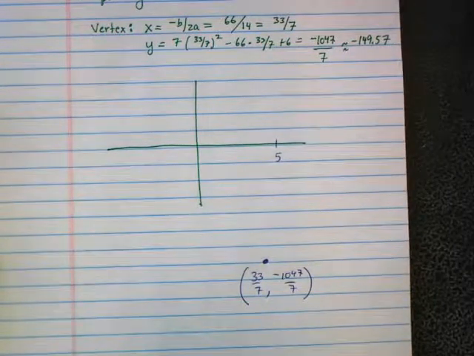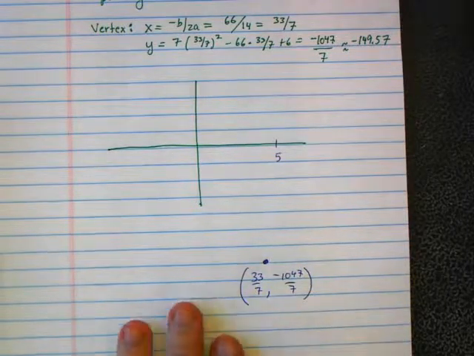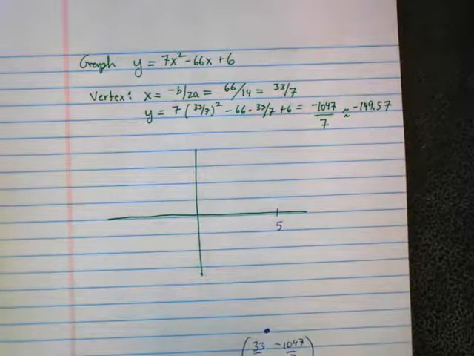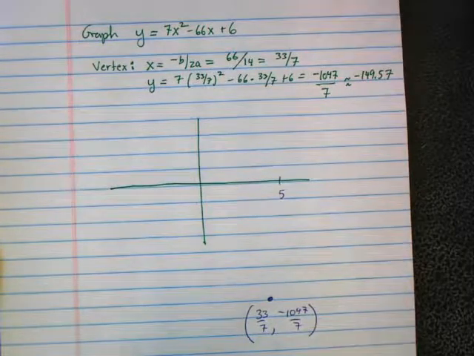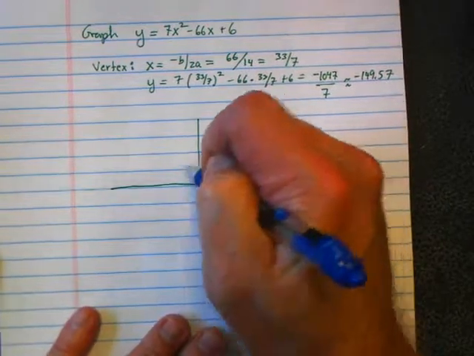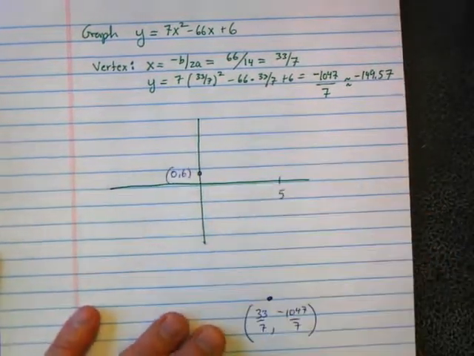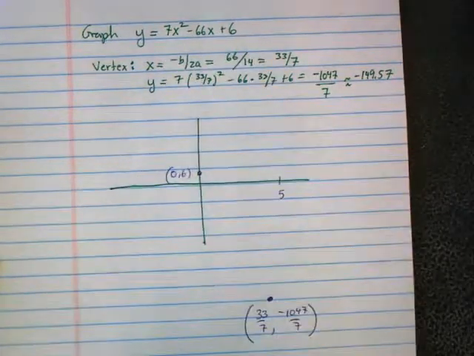Is this vertex going to be a low point or a high point? So the vertex is a low point. How do you know it's a low point? 7's a positive number, so this is going to open upward. All right, well, I can, without a lot of work, find my y-intercept. 0, 6. Right there. Just plug in 0 for x. Plugging in 0 for x is nice and easy.